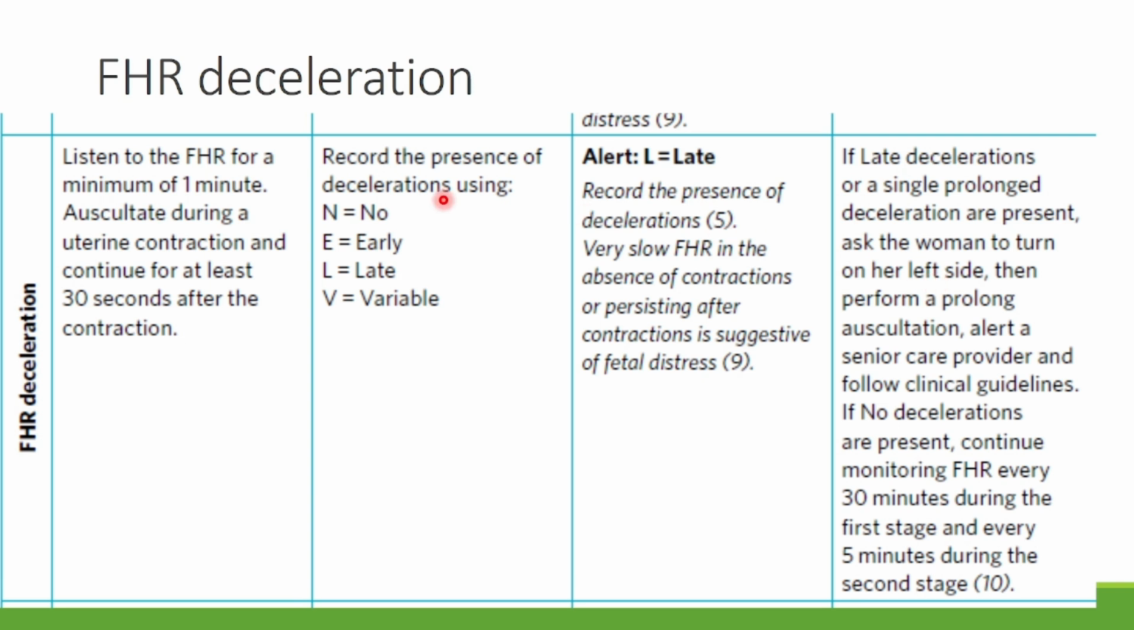For the decelerations, listen to the fetal heart for a minimum of 1 minute after the contraction, okay? And continue during a contraction and for 30 seconds after a contraction. If there is no deceleration, write no; early deceleration E, late L, and variable V. The alert is the late deceleration. So if we see late deceleration, we encircle with L, and a late deceleration or a single prolonged deceleration indicates fetal distress, and we should conduct the emergency management of abnormal fetal heart.